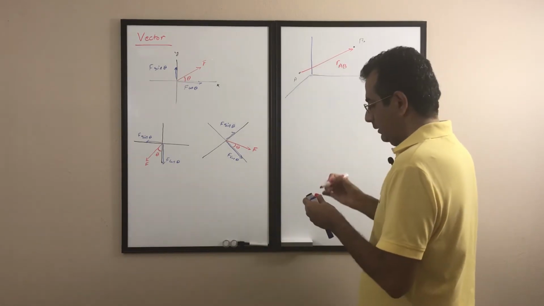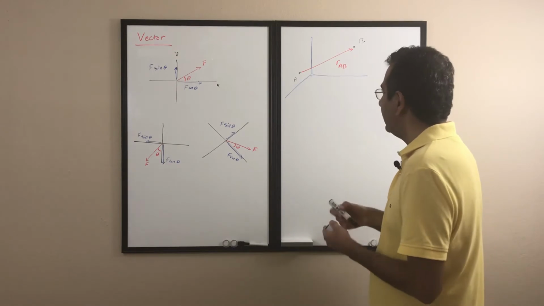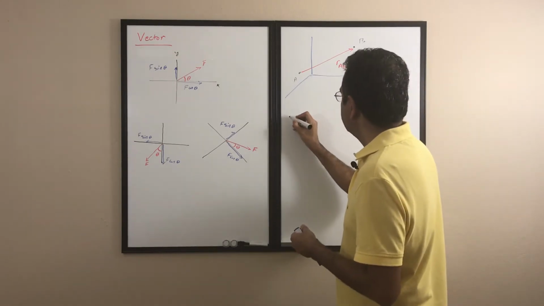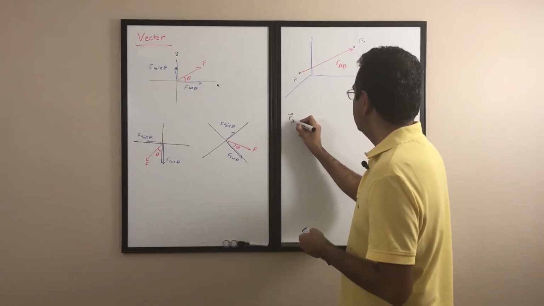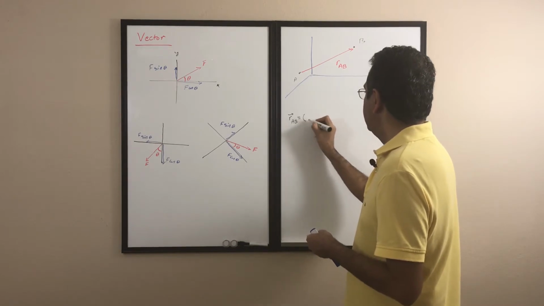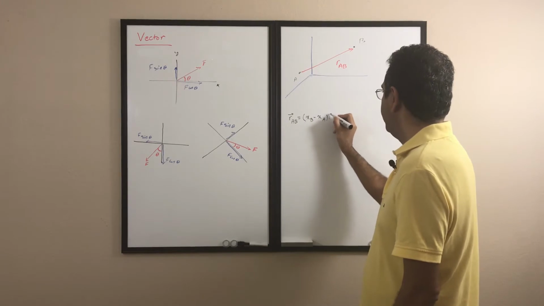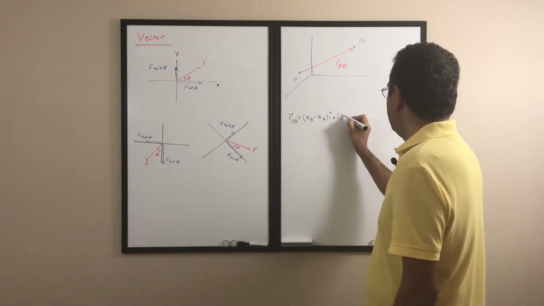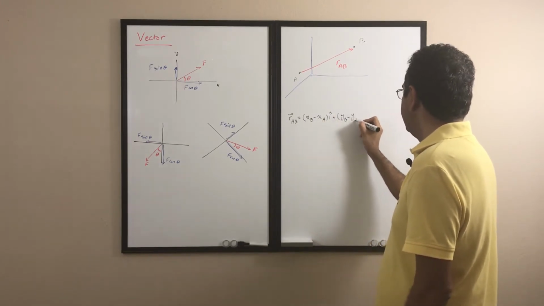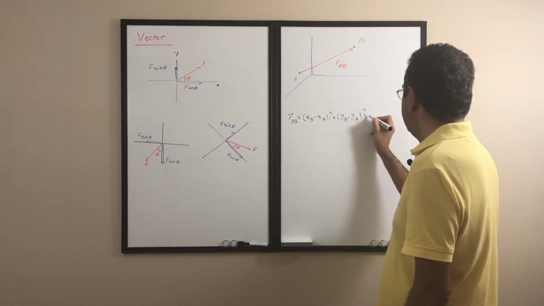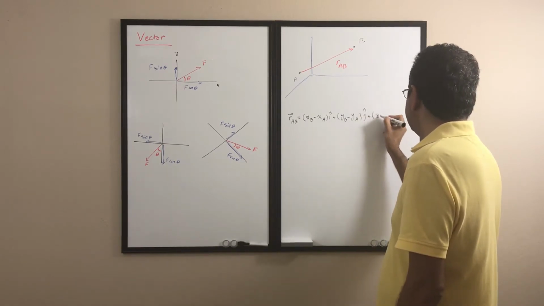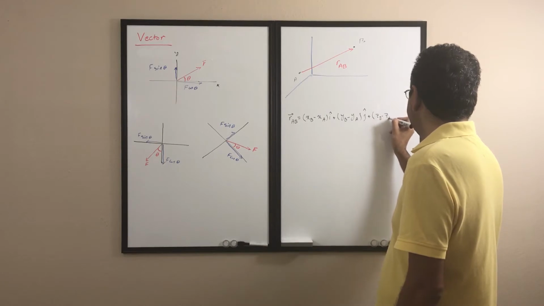And we usually show it as r_AB. How we calculate the position vector is that we say the position vector is (xB minus xA) i plus (yB minus yA) j plus (zB minus zA) k.